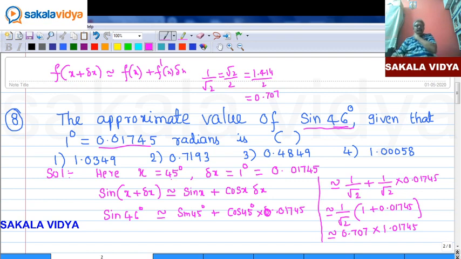So we need to multiply. So that means now you remember this value. Can you do this problem now? Yes, 0.7193 you will be getting approximately.